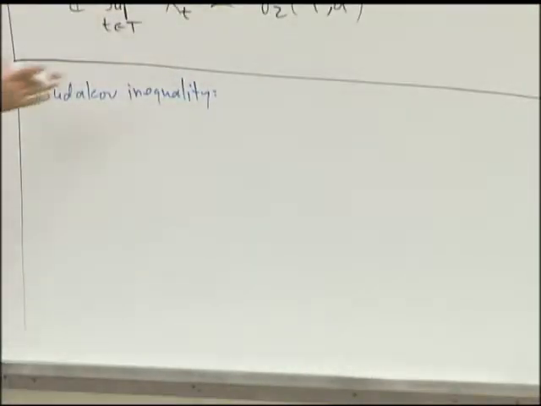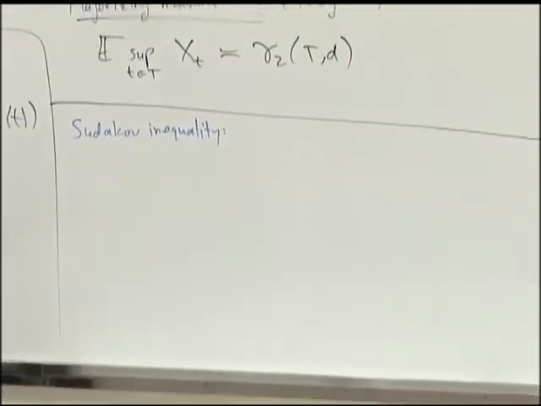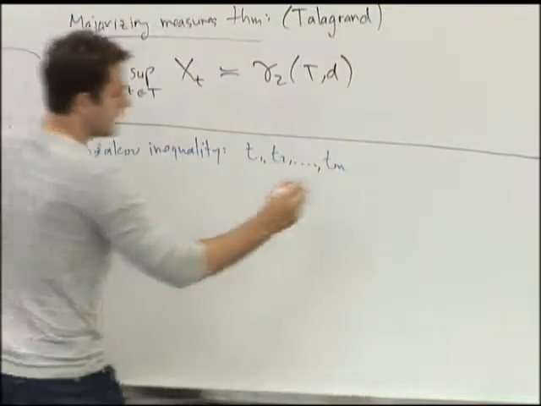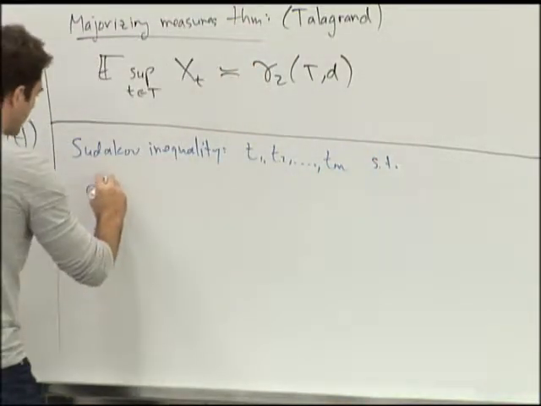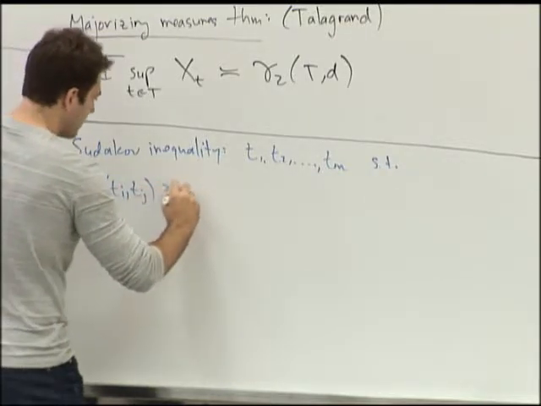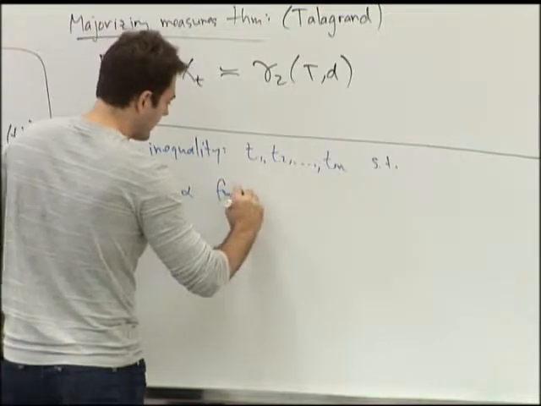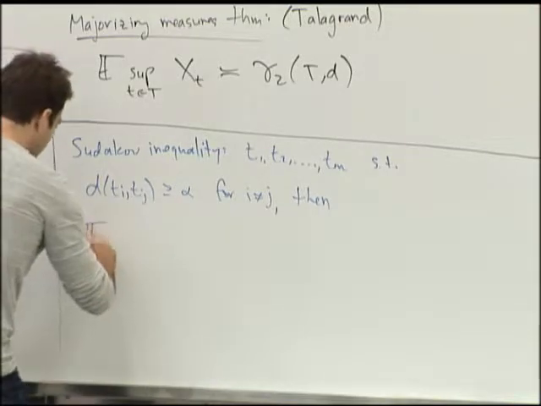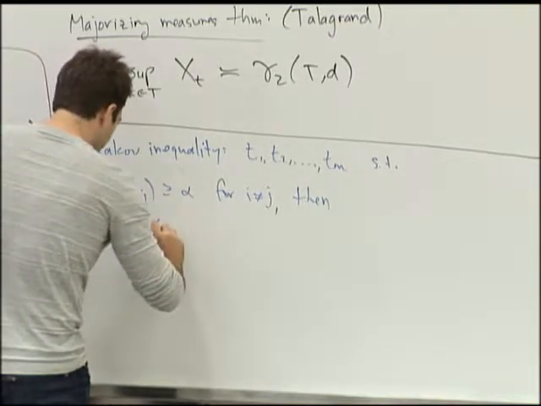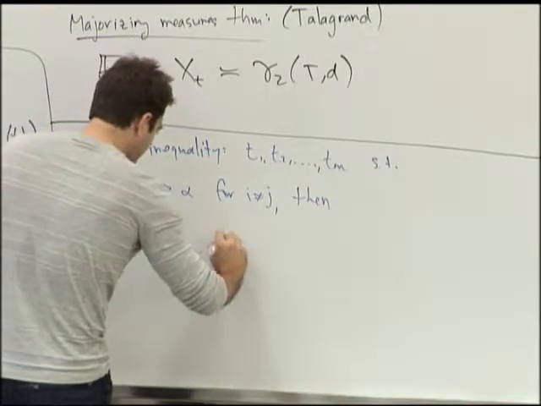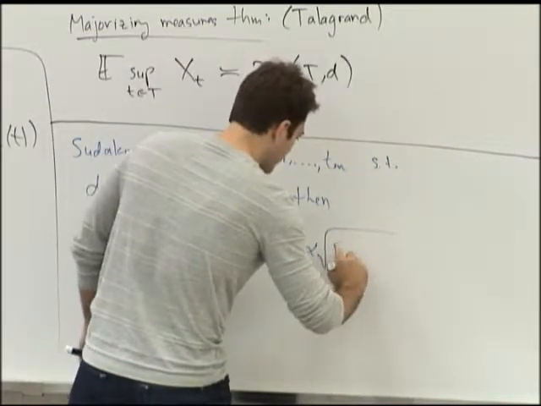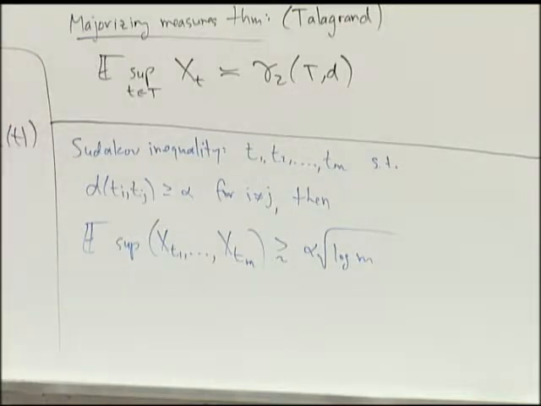I'm not going to keep writing down this process. We have this Gaussian process X_t sitting in the background all the time. If we take a bunch of points t1, t2 up to tm, such that the pairwise distances in our metric are large, so they're all at least alpha for i not equal to j, then, and we proved this last time using Slepian's lemma, this comparison inequality, the expected supremum of X_t1 up to X_tm is at least alpha times the square root of log the number of points. This is what we proved last time.